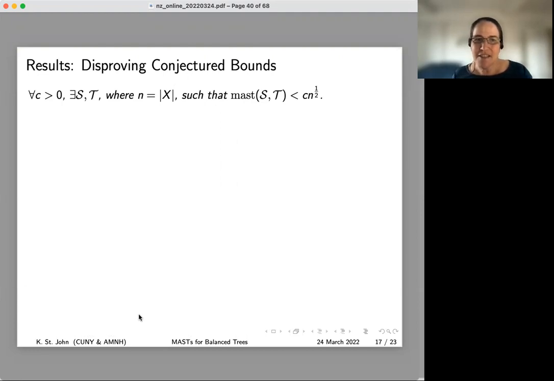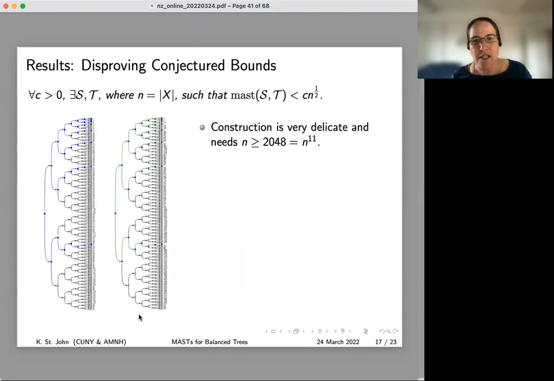So let's actually talk about how we got it, instead of just saying, here's the Newick and they disagree. Well, the first thing I have to say is the construction turns out to be really delicate, and we needed n to be bigger. This should be 2 to the 11th. n needs to be bigger than 2 to the 11th.